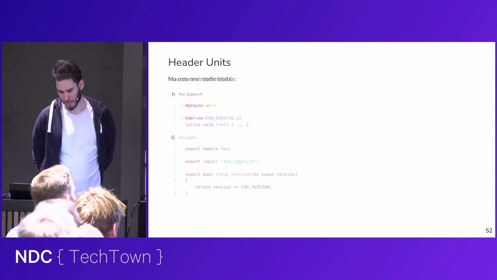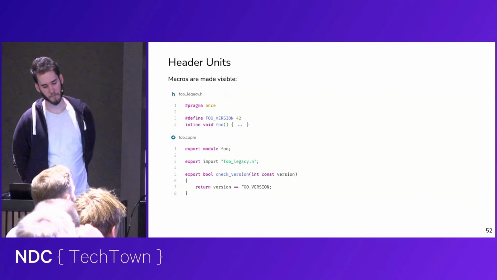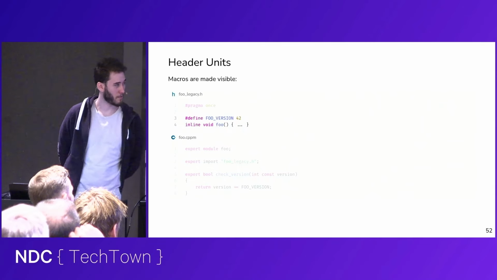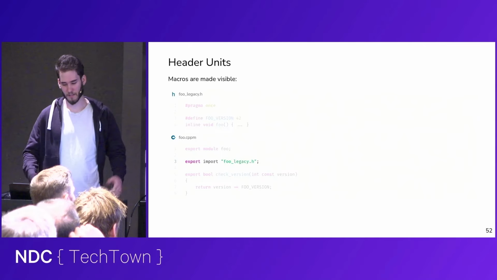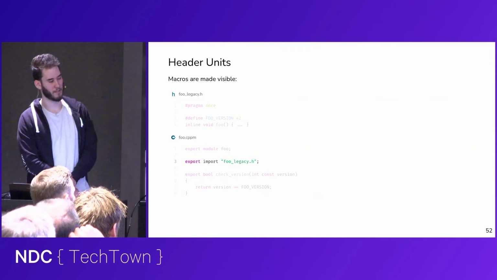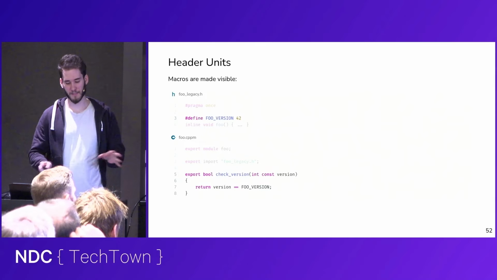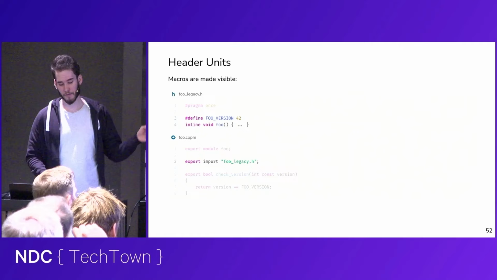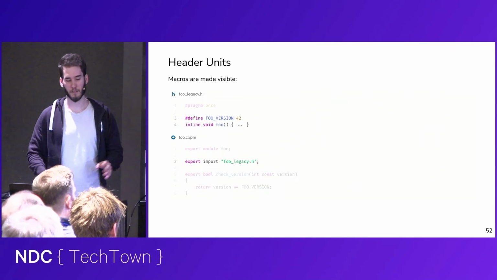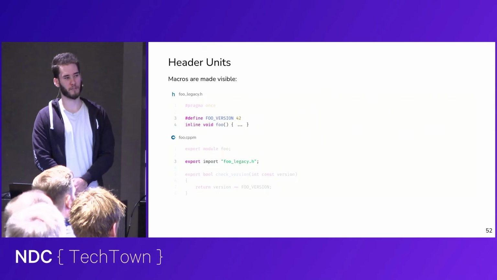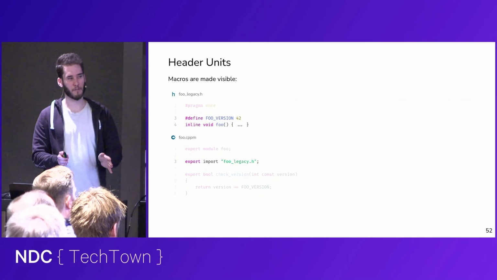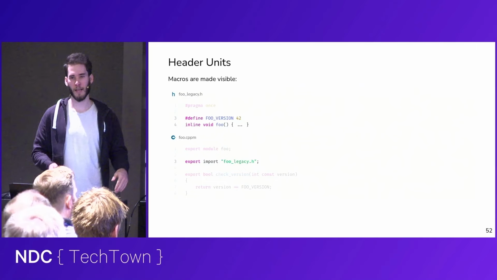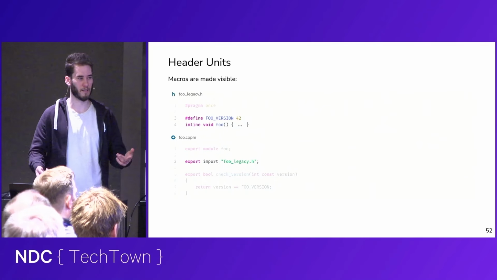Also, it's important to note that macros are made visible. So if you have, for example, this define full version and then this full function in our legacy header, and then you have this module that is re-exporting this legacy header, and it has this check version function that utilizes this macro, that will work. But it's important to know that whenever you re-export this header, whoever is consuming this full module will not get access to this full version macro. So there's this strict boundary that only the first importer of anything will get access to the macros, and they will not be repropagated through the interface like they would in a header.